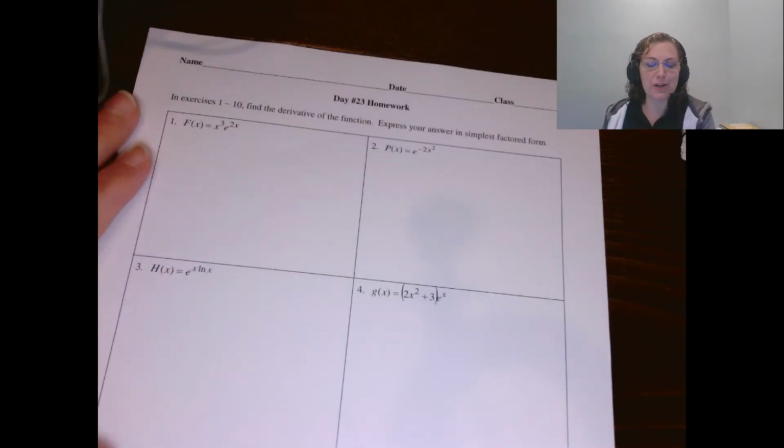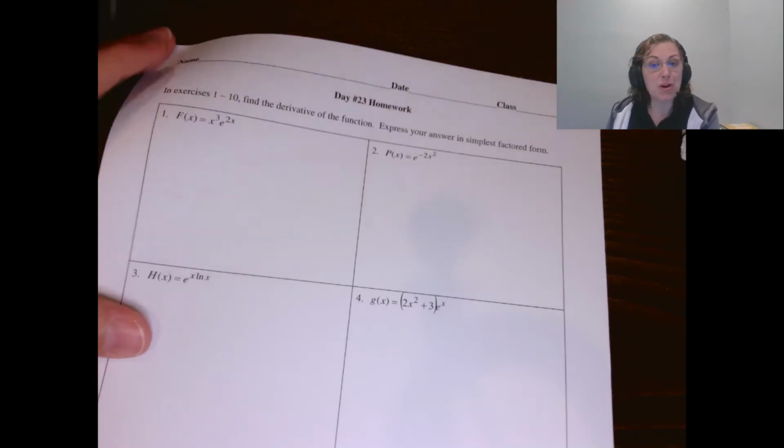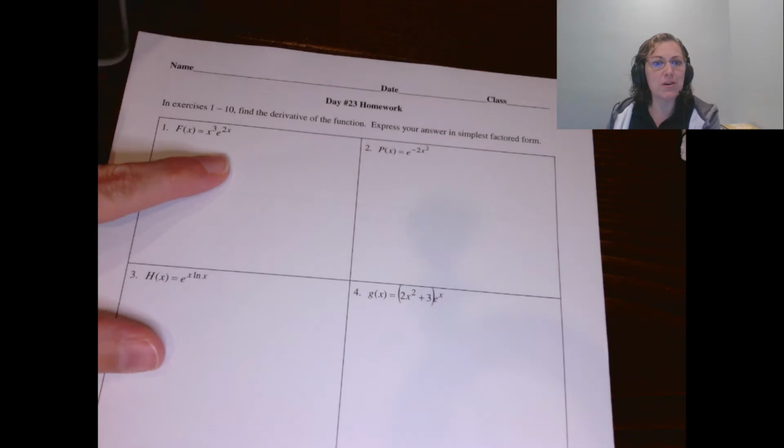Let's take a look at this chain rule, product rule, exponential, logarithmic derivatives homework. So if we look at number one here, we are looking to do the product rule. We've also got a chain rule going on with that e to the 2x. So let's tread lightly when we do the derivative here.